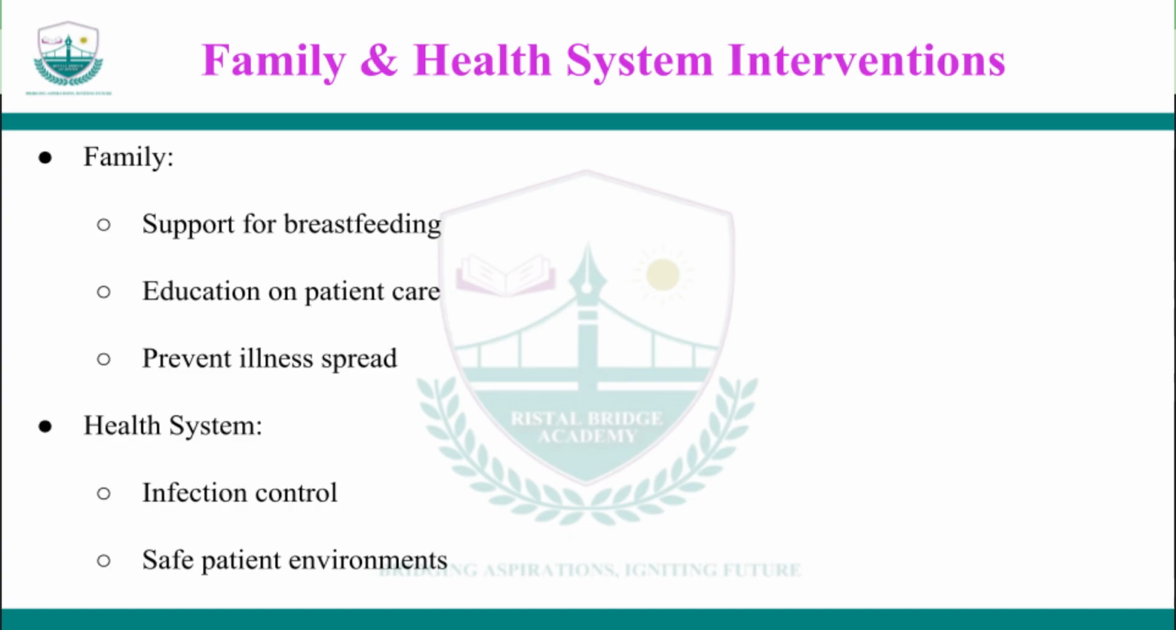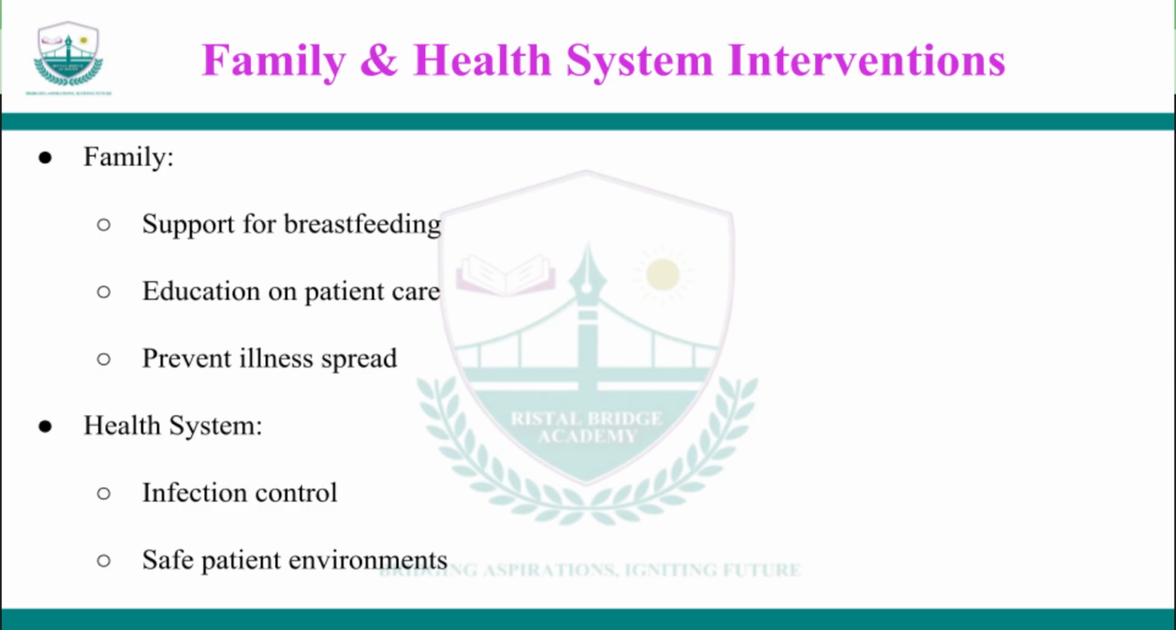Then family nursing interventions. These influence the patient's entire family. Examples of this include family-centered approach to prevent illness spread, supporting breastfeeding, educating family members about patient care. So all this is under the family nursing intervention. This involves the entire family to make sure that they give support to the specific patient or the client on those areas that we have mentioned.